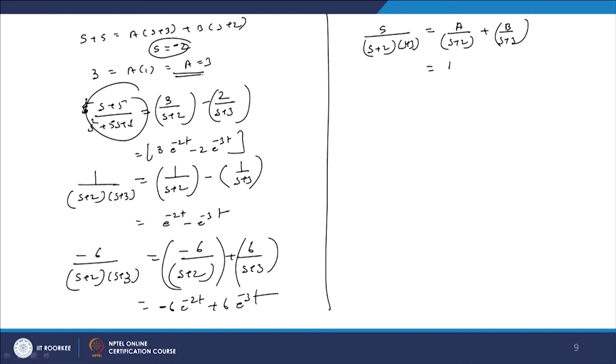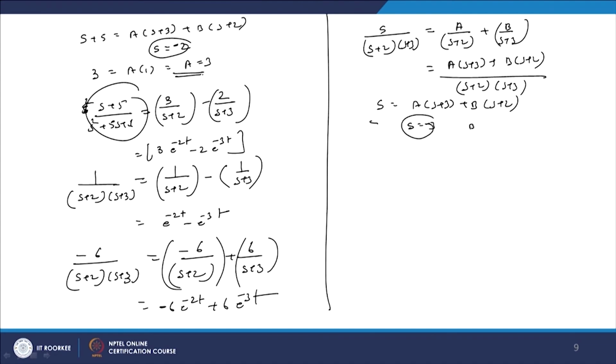Now, here we can write down as a into (s plus 3) plus b into (s plus 2), divided by (s plus 2)(s plus 3). If you compare it, a(s plus 3) plus b(s plus 2). After solving this equation, that is, replacing initially s equals minus 3 and afterward s equals minus 2, we will get a as minus 2 and b as 3.